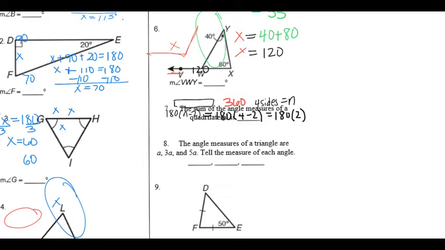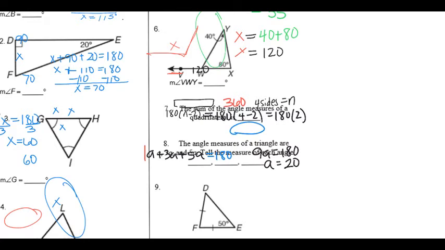Number 8. The angle measures of a triangle are A, 3A, and 5A. Tell the measure of each angle. Well, we know that A plus 3A plus 5A altogether equal 180, because it is a triangle, and triangles' interior angles add up to be 180. Now, 1A plus 3A plus 5A equals 9A. So that means 9A equals 180. If I divide by 9, A is equal to 20.